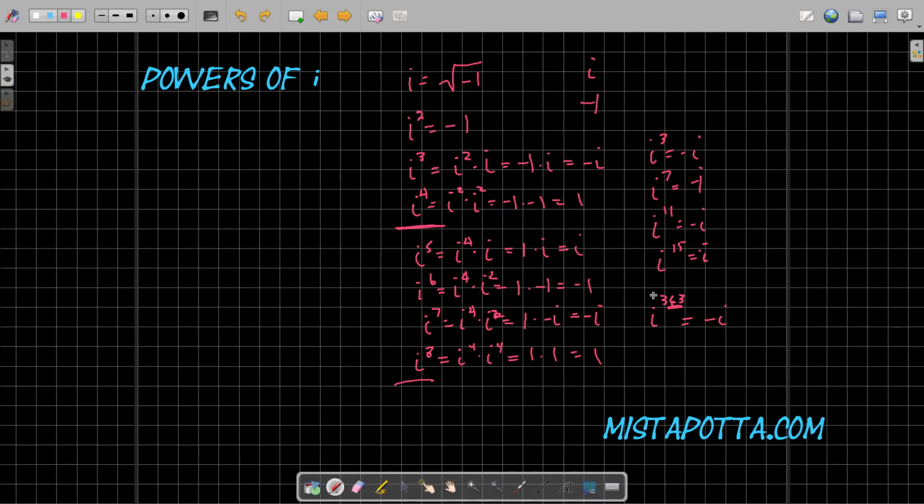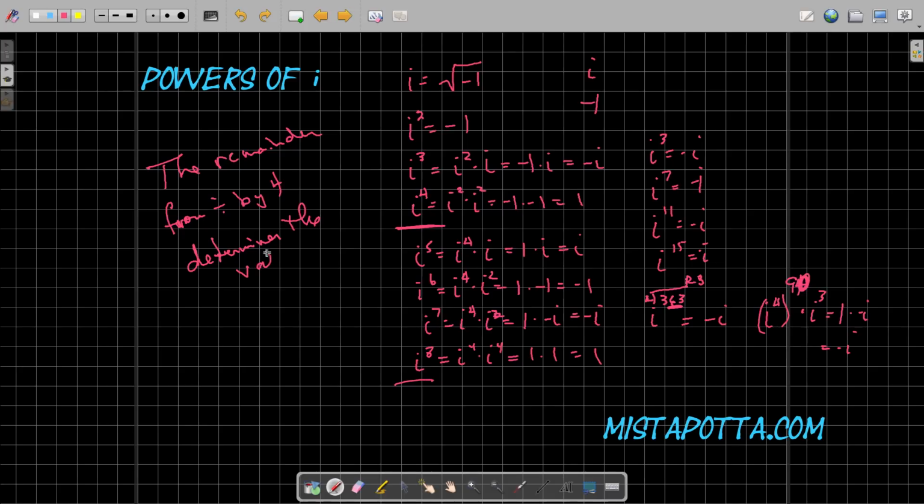Well, what's the remainder when I divide this by 4? The remainder is 3, and so that means it's really equivalent to a whole bunch of i to the fourths, 90 of them as a matter of fact, times i cubed, which is 1 times negative i, or negative i. In other words, the remainder from dividing by 4 determines the value. And so that's how we deal with powers of i, because of this repeating pattern.